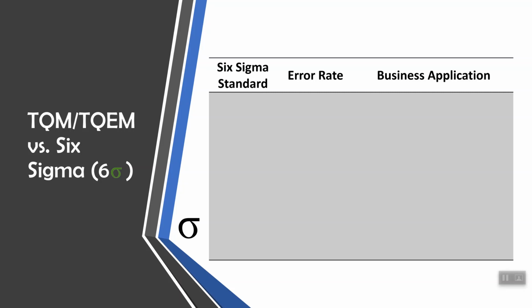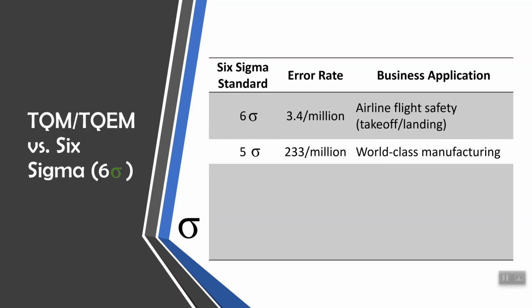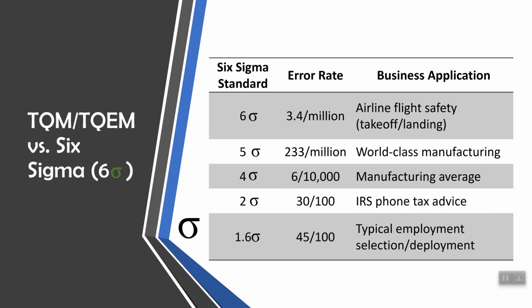Well, Six Sigma has audacious goals, as can be seen here. We've grown to expect phenomenally small error rates in airline flight safety. Most of the best manufacturers can manage a 5 sigma defect rate. The average is 4 sigma, which you can see is 6 problems for every 10,000 products. Interestingly, the IRS only achieves a 2 sigma correct answer rate, meaning that almost a third of their answers are wrong, and hiring managers only make correct decisions at a 1.6 sigma rate, or about half the time.